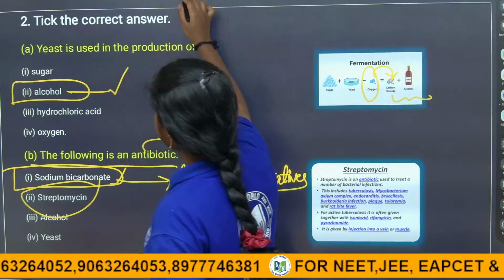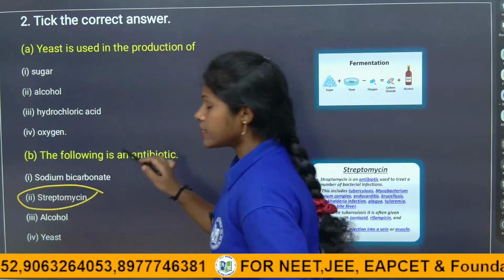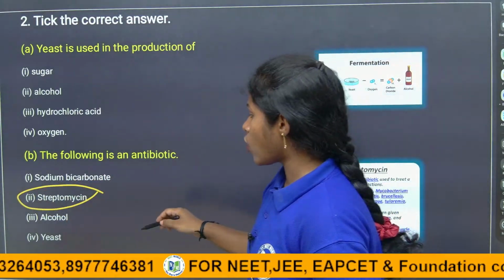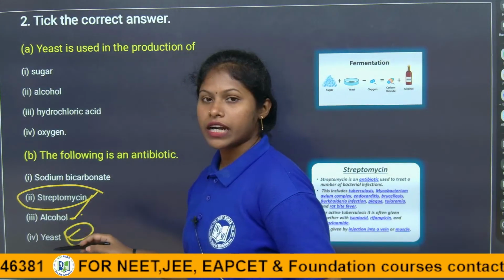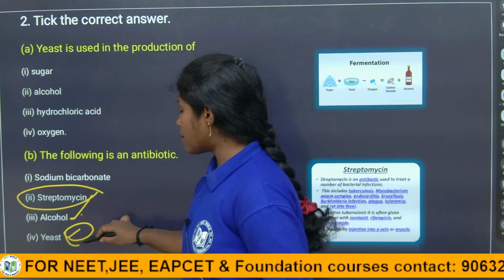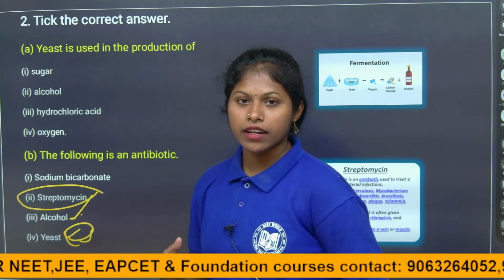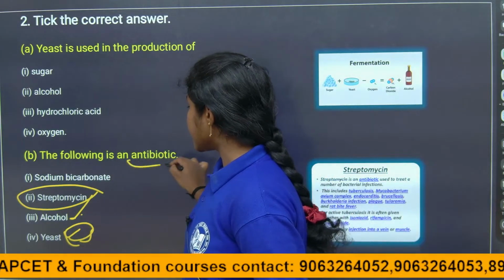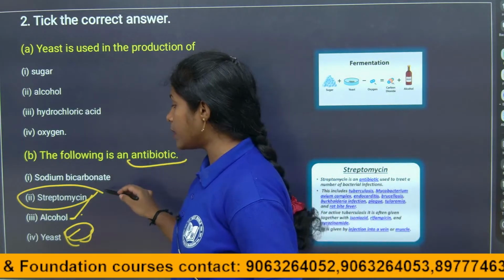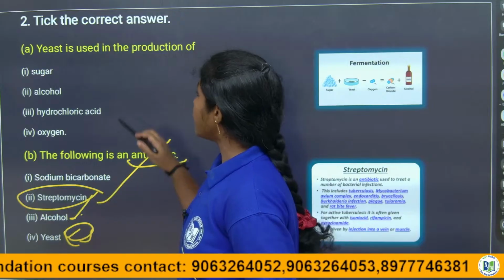Is alcohol an antibiotic, children? No, alcohol is not an antibiotic. Yeast, for the fermentation process, we studied that, right. With the help of yeast, alcohol is produced, and that process we call fermentation. So, which is the antibiotic here? Streptomycin is the antibiotic, right.